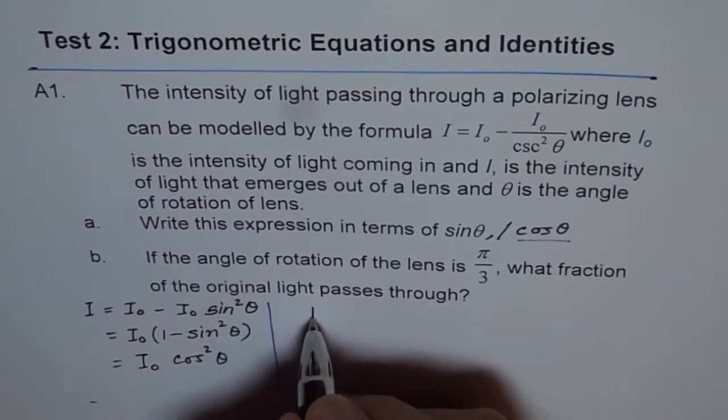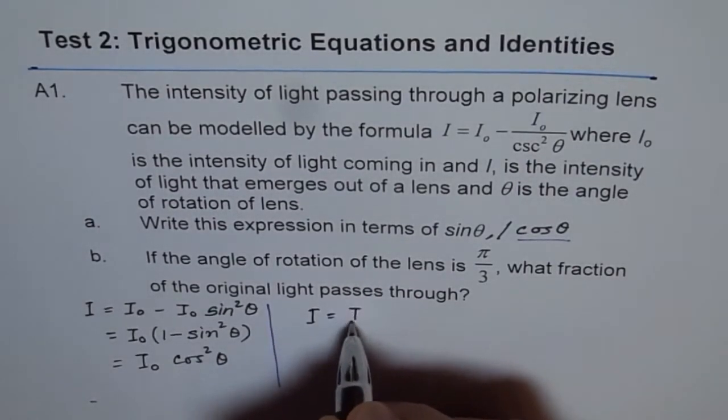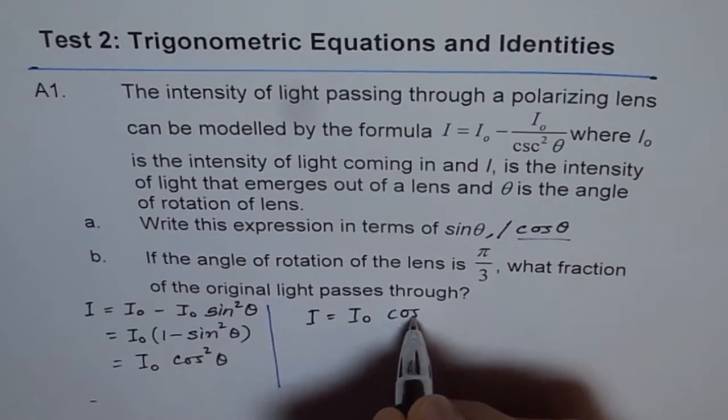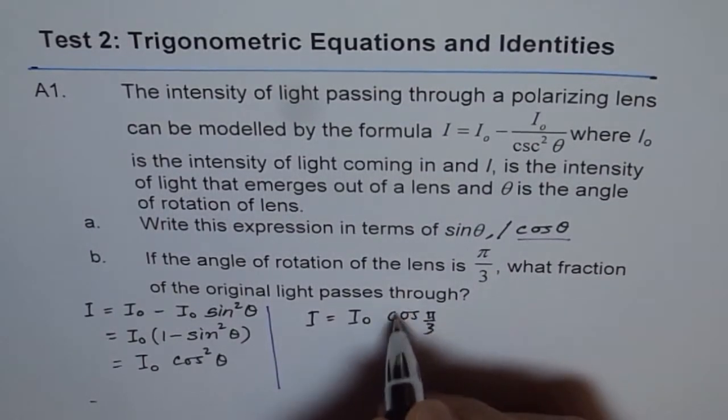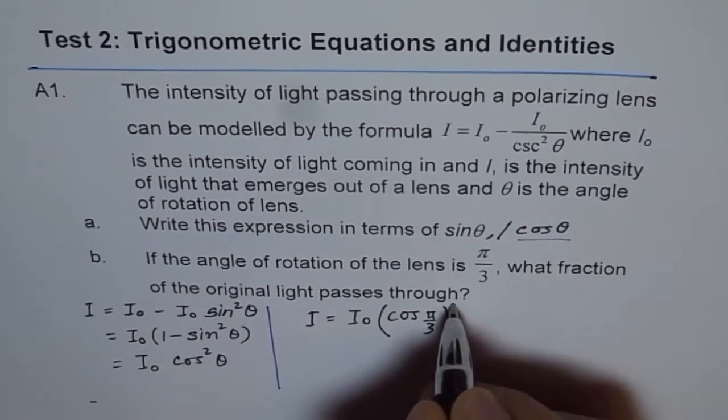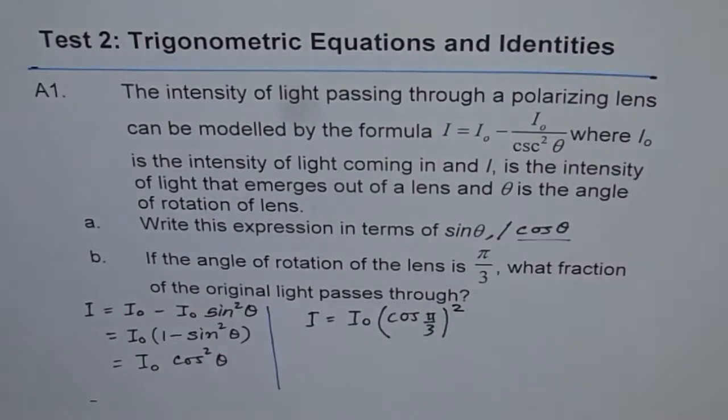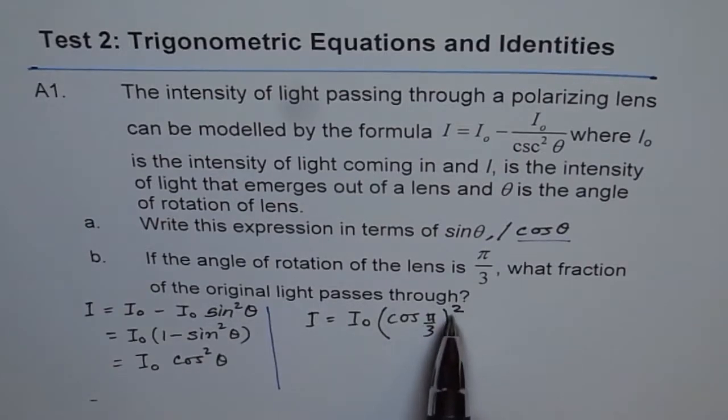So we get I equals I0 cos of pi by 3, whole square. And cos square theta really means just square that term. This is one and the same thing. Writing cos square theta and writing cos theta whole square is the same thing. Some students are confused about that also, so this is very important for you to understand.